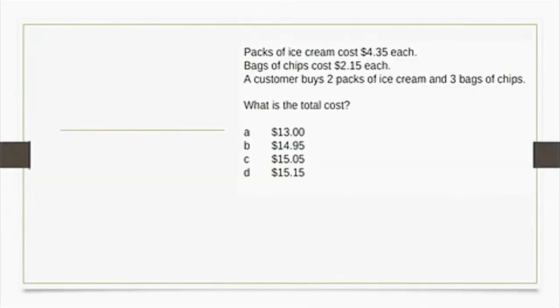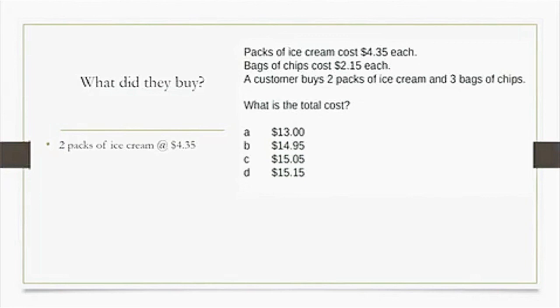Packs of ice cream cost $4.35 each. Bags of chips cost $2.15 each. A customer buys 2 packs of ice cream and 3 bags of chips. What is the total cost? All right, awesome. So what did they buy? That's the first thing you need to figure out.